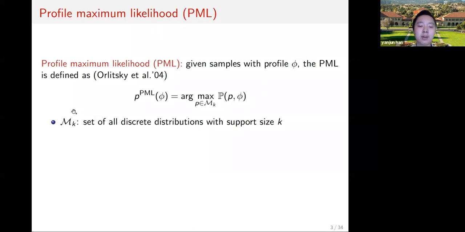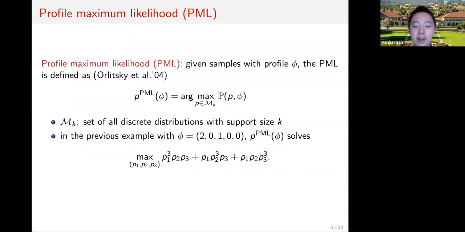And here, M_K denotes the set of all discrete distributions with support size K. Maybe it's easier to see through the previous example where there are 2 symbols appearing once and 1 symbol appearing 3 times. In this scenario, depending on which symbol appears 3 times, the definition of PML will solve the following maximization problem, which is the sum of different probabilities, where each term corresponds to the scenario where a different symbol appears 3 times. For example, the first term means that it is possible that the first symbol appears 3 times. The second term means that maybe the second symbol appears 3 times. And the PML definition is just to maximize the total probability of observing such a profile.